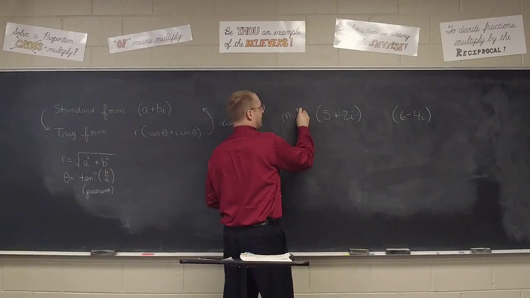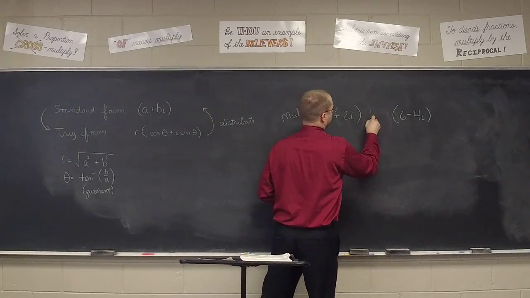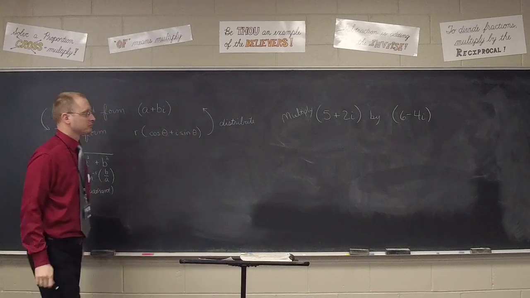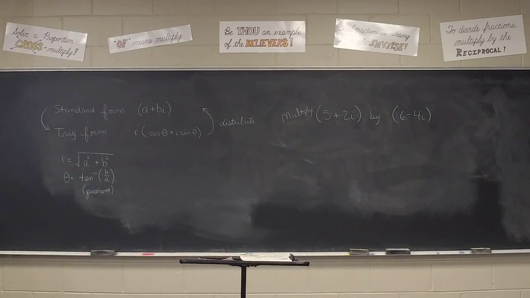Now let's multiply this by this. What do we have to do to multiply standard form complex numbers, class? Well, FOIL. Yep. First, outer, inner, last.